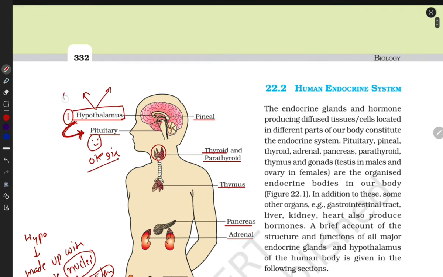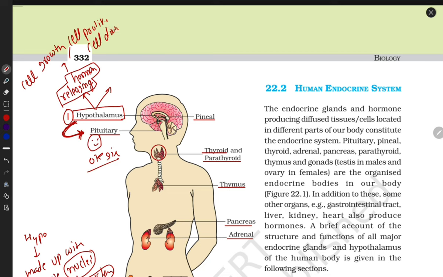First is releasing hormone. This kind of hormone has a special feature for growth. These hormones always provide cell growth, cell proliferation, cell division, and so on.